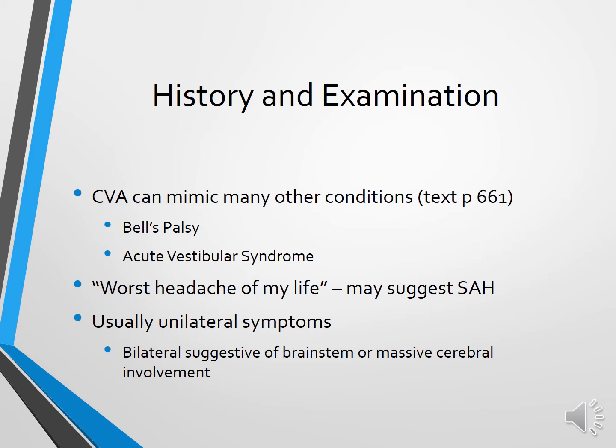For your history and examination in CVA, we need to go back to materials you've learned before, and remember that CVA can mimic other conditions. Probably the two more common ones it could mimic would be a Bell's palsy or an acute vestibular syndrome, and we'll discuss ways to differentiate between those two. Someone who talks about having the worst headache of my life, that is highly suggestive of a subarachnoid hemorrhage, or SAH. For a stroke, you're usually going to have unilateral symptoms. If you have bilateral symptoms, that's suggestive that possibly the brainstem is involved or there's massive cerebral involvement. And both of those would be correlated with worse outcomes, worse mortality. So again, we're usually talking about unilateral symptoms.